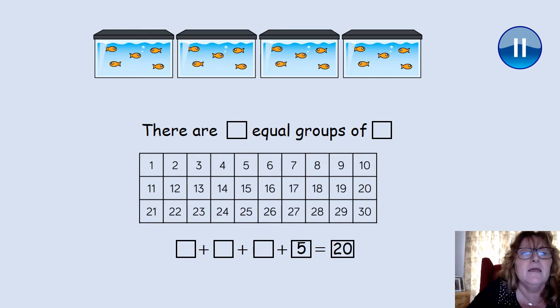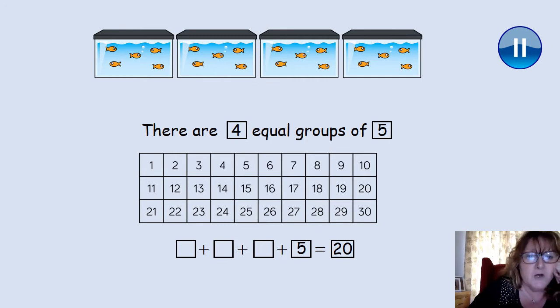I've got some fish tanks here. How many fish tanks have I got? 1, 2, 3, 4. So I've got 4 groups of fish. I've got 4 equal groups. How many's in each group? 1, 2, 3, 4, 5. Shall I check every one to make sure they are equal groups? 1, 2, 3, 4, 5. 1, 2, 3, 4, 5. 1, 2, 3, 4, 5. I have got 4 equal groups of 5.